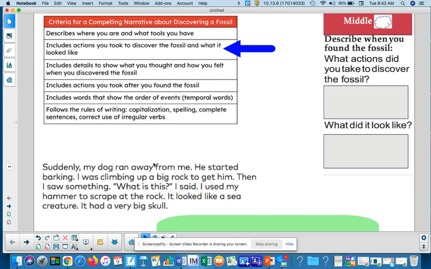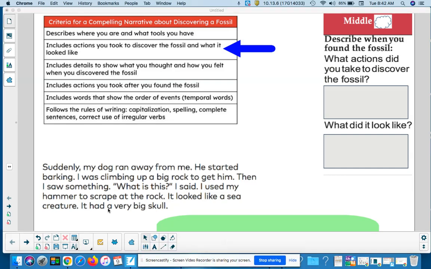Suddenly, my dog ran away from me. He started barking. I was climbing up a big rock to get him. Then I saw something. "What is this?" I said. I used my hammer to scrape at the rocks. It looked like a sea creature. It had a very big skull.